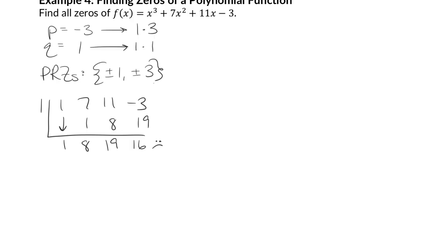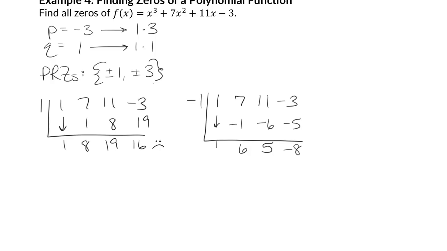We go to the next one. Sad face. Okay, what's the next one? -1. Nice. We'll just go down our list. So we're going to divide this time by -1. 1, 7, 11, -3. We bring down, we multiply, we add. We multiply, we add. We multiply, we add. Did that one work? No. Rip. All right, so sad face again.